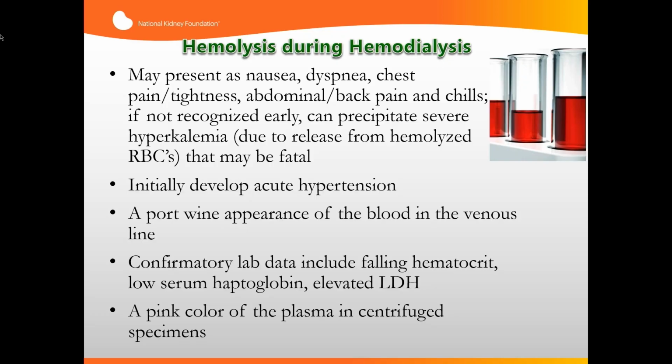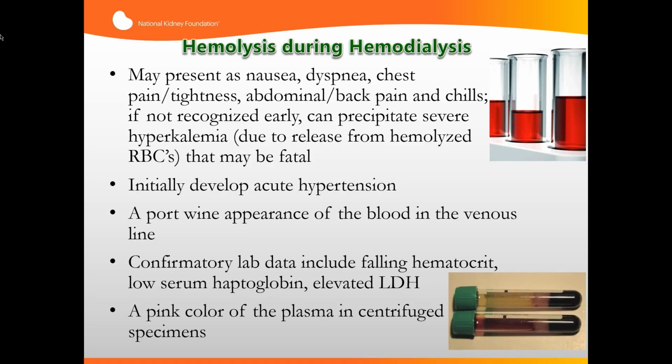Okay? How do you confirm this is hemolysis? Immediately draw blood from the patient, spin it down with a centrifuge. One, you'll get a low hematocrit. Second, you'll get a low serum haptoglobin and an elevated LDH. Now, if you centrifuge that plasma, you'll get a pink appearance of the supernatant. That is a giveaway that the patient has had hemolysis.